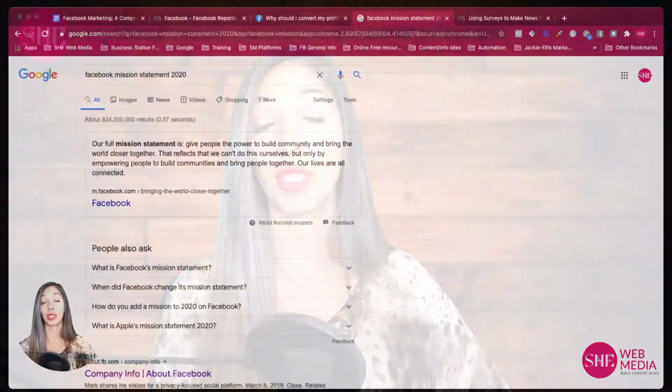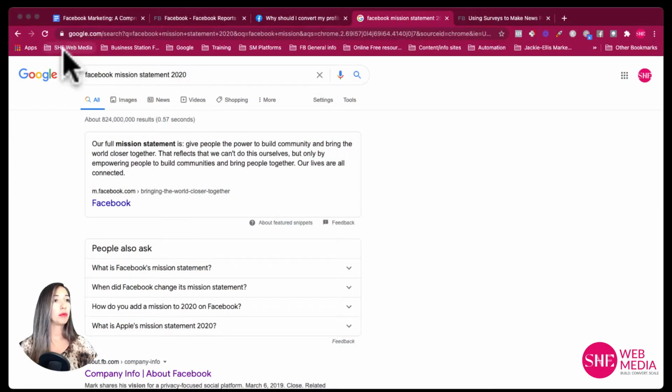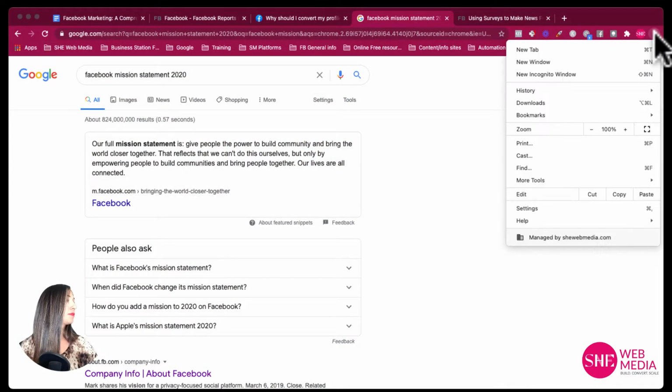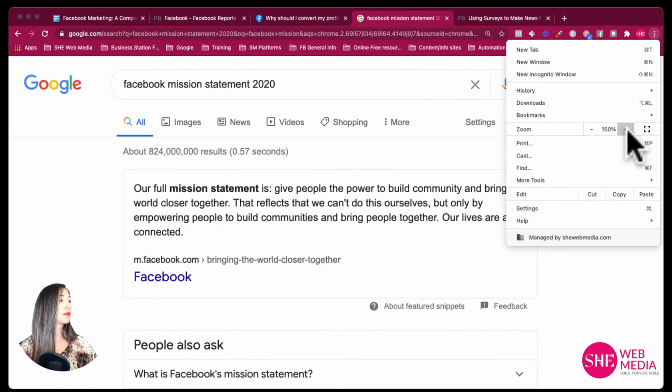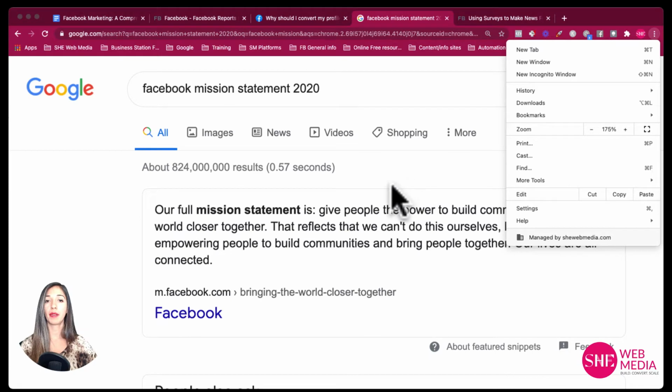If you look at the mission statement, I'm going to show you their mission statement. Let's see if we can enlarge it so you can see it. Okay, is it bigger now? I think so.